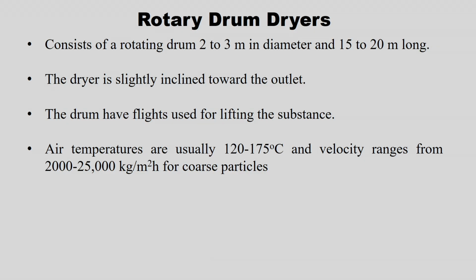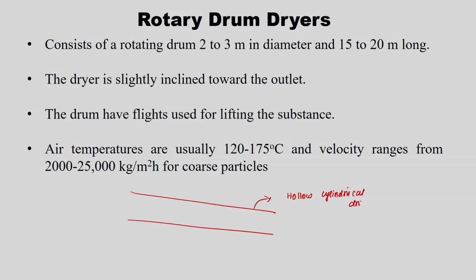So, the next one is rotary drum dryers, which consist of a rotating drum 2 to 3 meter in diameter and 15 to 20 meter long. Right. The dryer is slightly inclined towards the outlet. So, it is something of this kind. This is a hollow cylindrical drum. So, this is the air exhaust. This is the feed in.